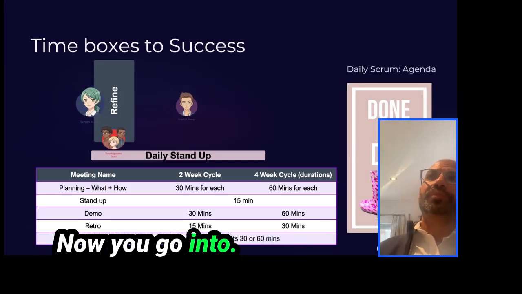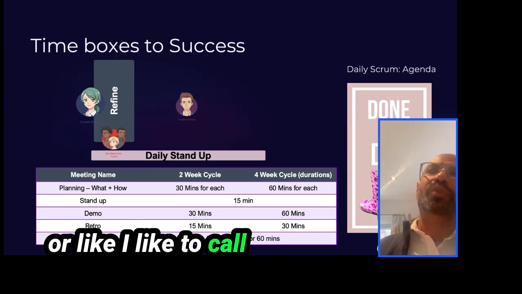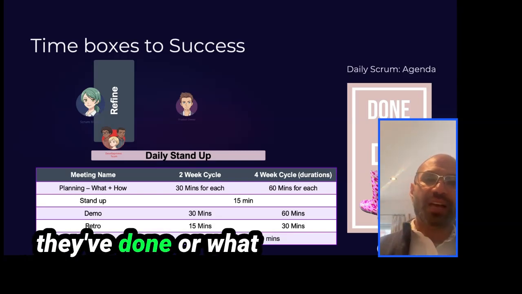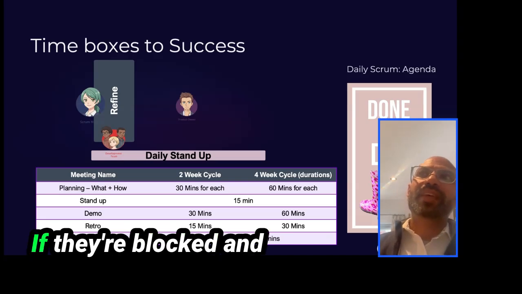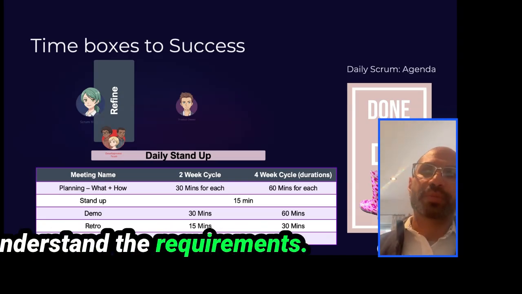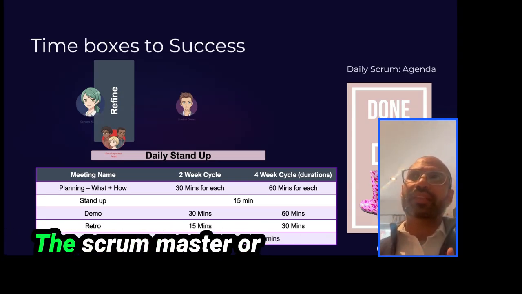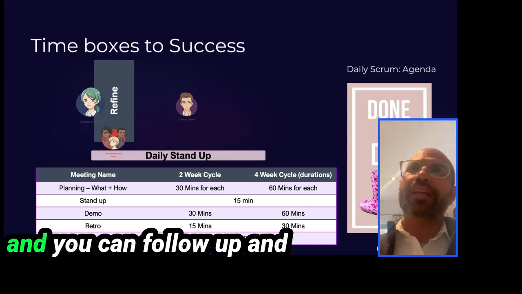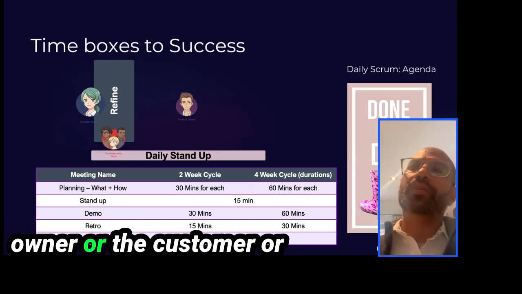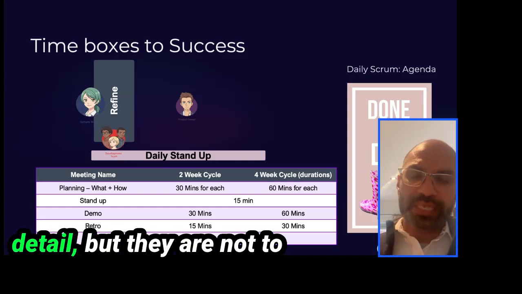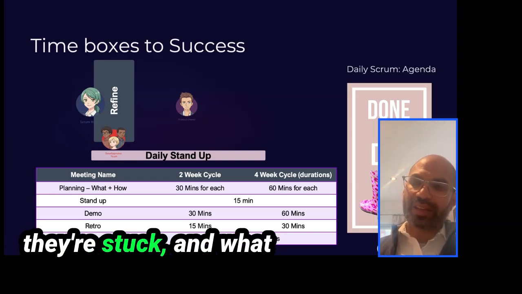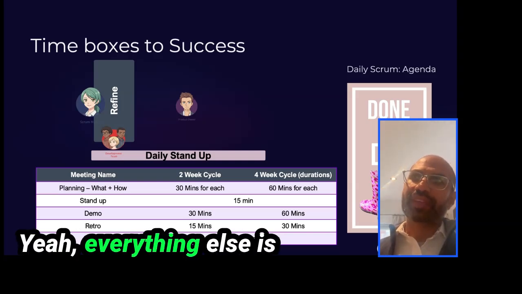now you go into the daily stand-ups, or, as I like to call them, refinement meetings. The dev team say what they've done or what they're blocked on. If they're blocked because they don't understand the requirements, they say, I'm blocked on this. The Scrum Master or the manager says, okay, why don't we take this offline and you can follow up with the product owner or the customer or another developer to find out more detail. But they are not to discuss it in the stand-up. In the stand-up, they just say what they did, where they're stuck, and what they're moving to next. Everything else is done offline.